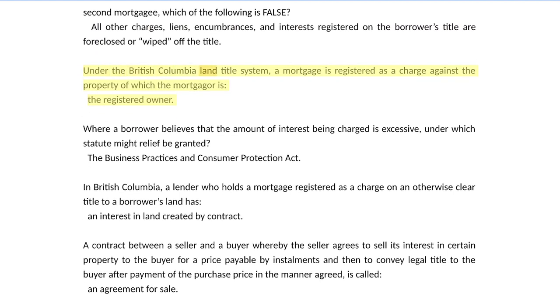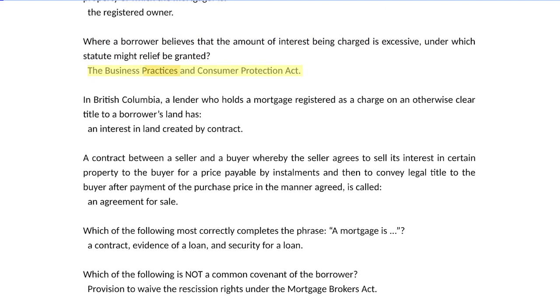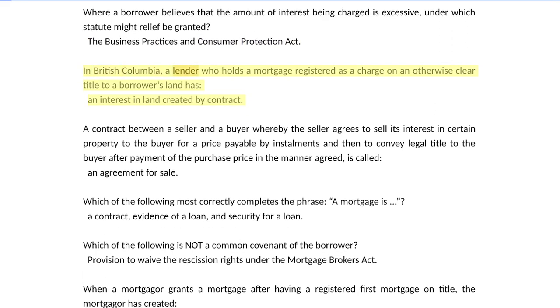Under the British Columbia land title system, a mortgage is registered as a charge against the property of which the mortgager is the registered owner. Where a borrower believes that the amount of interest being charged is excessive, under which statute might relief be granted? The Business Practices and Consumer Protection Act. In British Columbia, a lender who holds a mortgage registered as a charge on an otherwise clear title to a borrower's land has an interest in land created by contract.